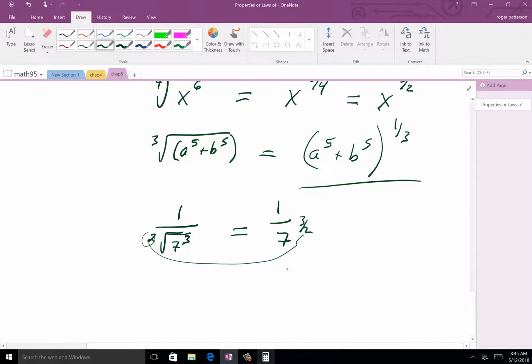All right? Now, in the back of the book, they might have this. Because you're not really supposed to have negative exponents, but they might say, well, this is the same as 7 to the negative 3 halves, because 7 to the negative 3 halves just flips this. Okay? So they might do it that way. And if they do, that's where they're getting that from. That's your negative exponent.